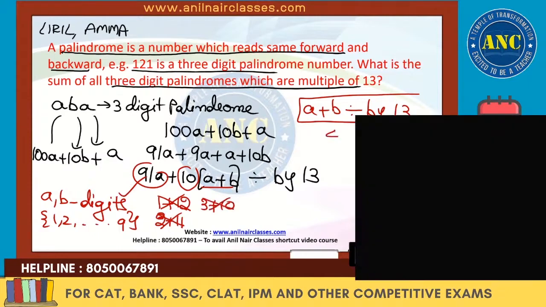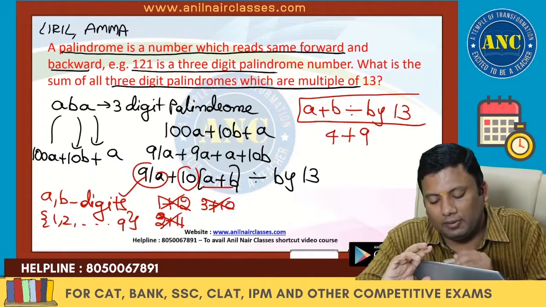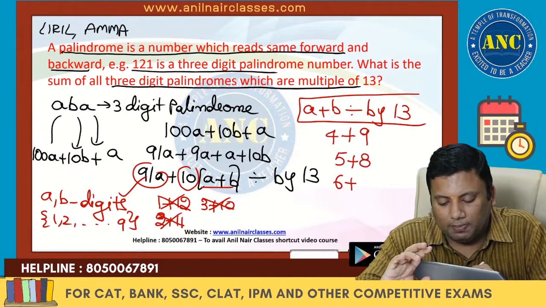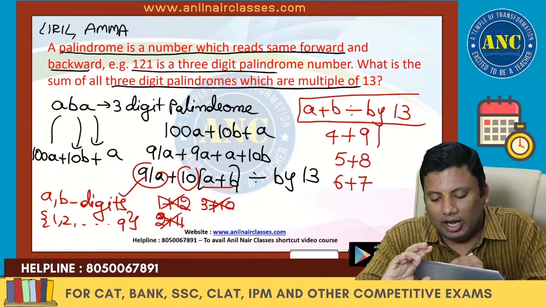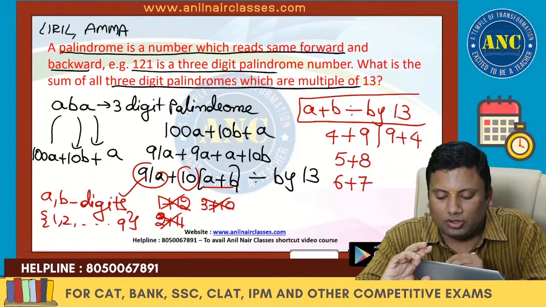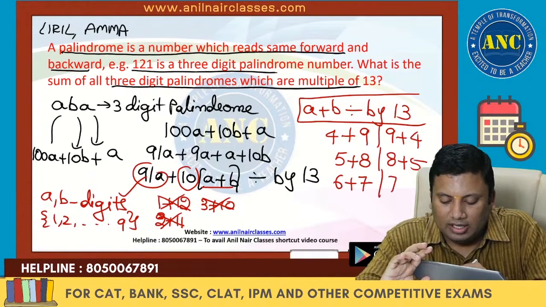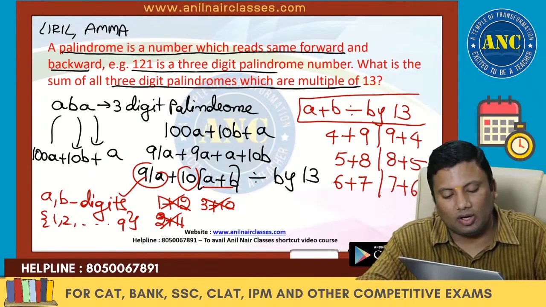Next it is nothing but 4 plus 9, possible. 5 plus 8, possible. 6 plus 7, possible. 9 plus 4, it is also possible. 8 plus 5, it is also possible. 7 plus 6, it is also possible.